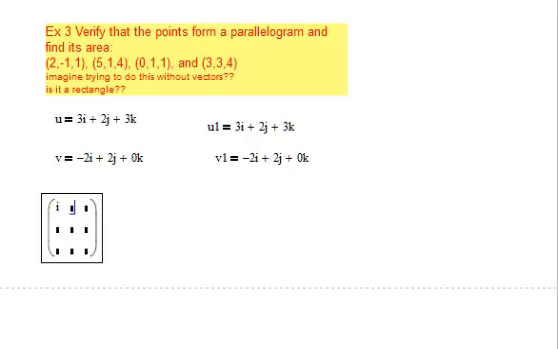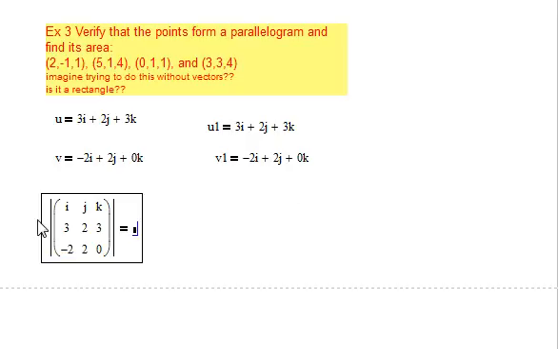So to find the cross product, i, j, k, 3, 2, 3 in this row, and finally negative 2, 2, 0. And so we'd like to know what the determinant of this is. Oops, I forgot to put the determinant around all that. There it is. And that would be i times negative 6. So negative 6. Do you see where I'm getting at?